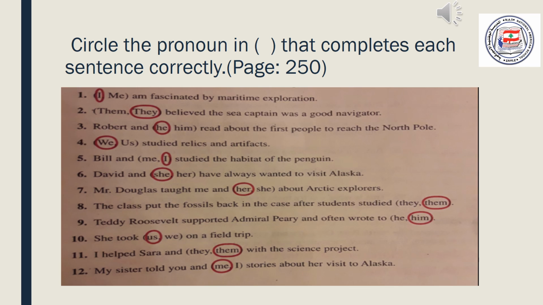11. I helped Sarah and them with the science project. Them is an object pronoun that came after the verb helped. 12. My sister told you and me stories about her visit to Alaska. Me is an object pronoun that came after the verb told.